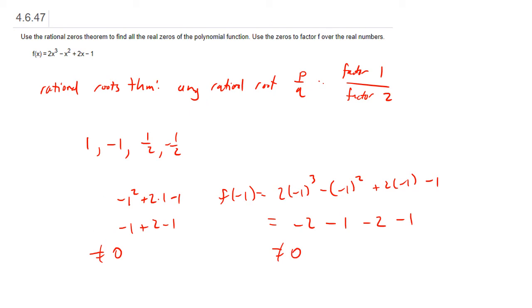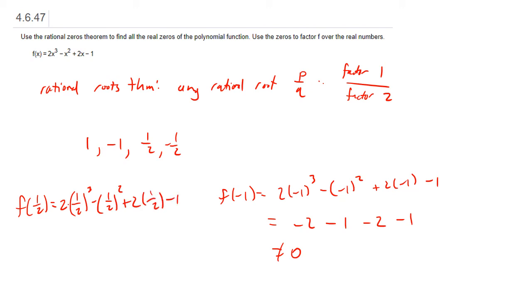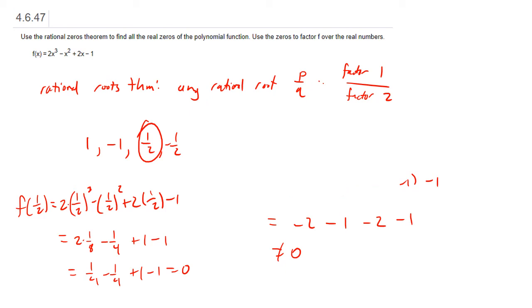Let's try plugging in 1/2. I get 2 times 1/2 cubed minus 1/2 squared plus 2 times 1/2 minus 1. This is 2 times an eighth minus a quarter plus 1 minus 1, or 1/4 minus 1/4 plus 1 minus 1, which is 0. So 1/2 is a root. So I could check the last one, but I usually like to just go ahead and get to factoring as soon as we have found a root.